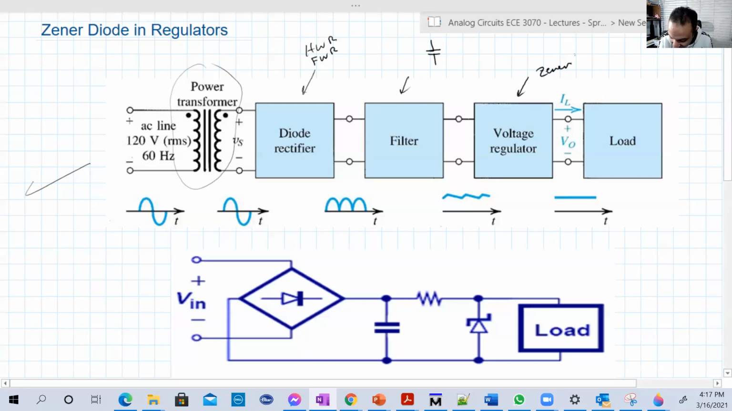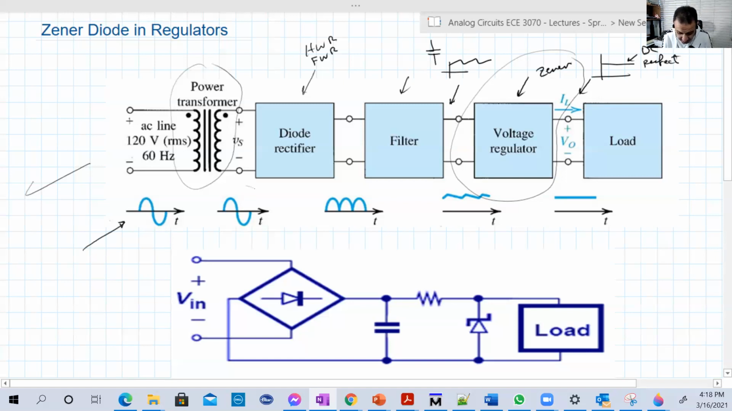Now this is the last step, which is basically the regulation. This will convert the ripples. So the output here is something like this. It's ripples, it's not perfect DC. So the output here should be something like this: just constant, just DC, perfect DC. Very, very close to perfect, basically. And here is the discussion that we discussed.